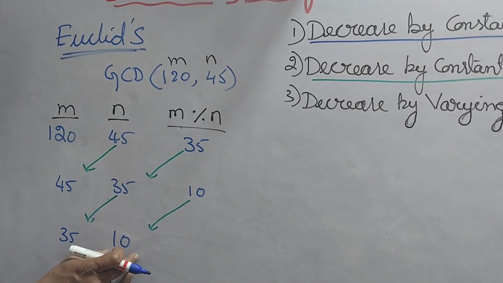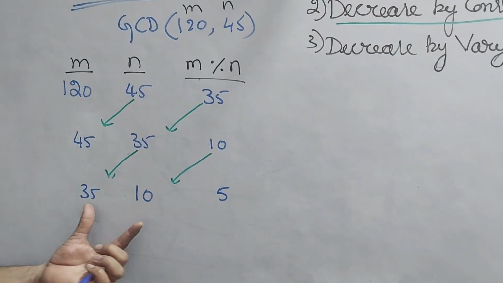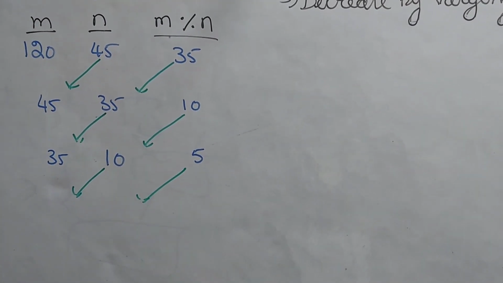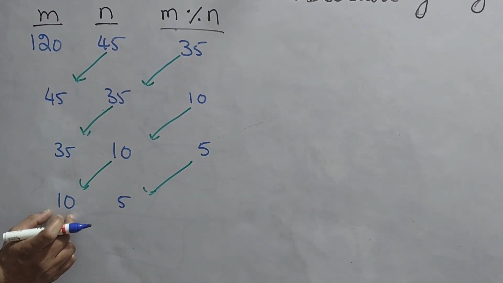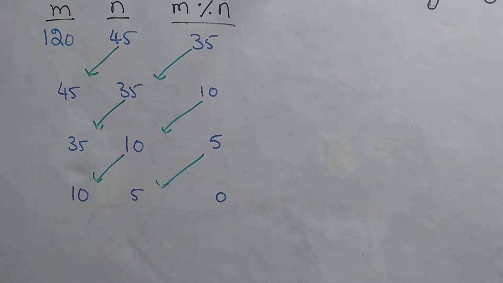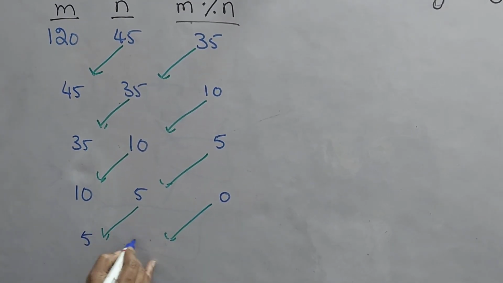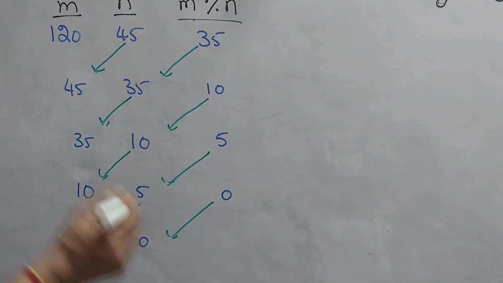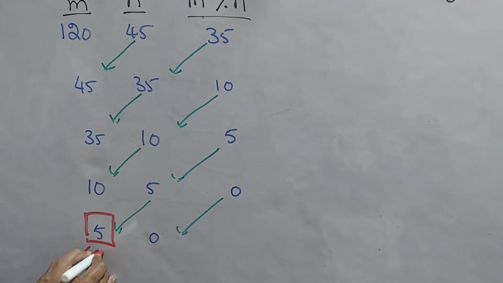Again, is n value 0? No. Divide 35 by 10, the remainder is 5. Move this value to m and the remainder to n. Now this is 10, this is 5. Is n value 0? No. Divide 10 by 5. 5 times 2 is 10, the remainder is 0. Now move this value to m and this remainder to n. So I got 5 and 0. When n value becomes 0, I stop. At that time, whatever the value of m is, that will be your GCD.